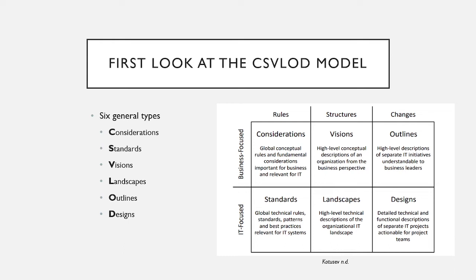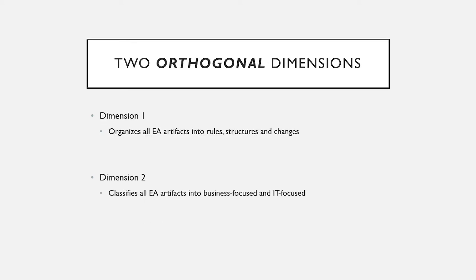So let's start with talking about those 2 orthogonal dimensions. Dimension 1 organizes all of the EA artifacts into rules, structures, and changes. And then Dimension 2 classifies all of the EA artifacts into business-focused and IT-focused. You've already seen all of that coming up to this point. It's been in the presentation. But we're really going to get into depth here and talk about what each of these really means.